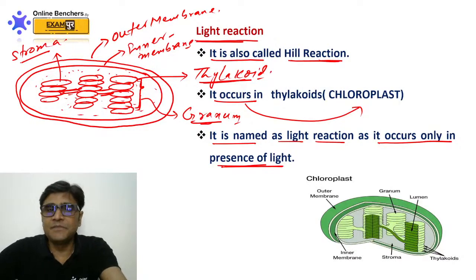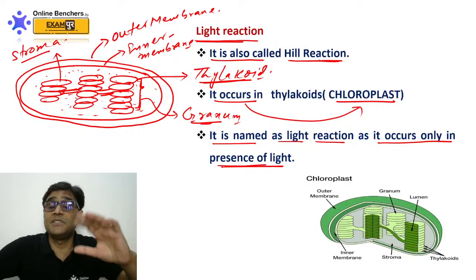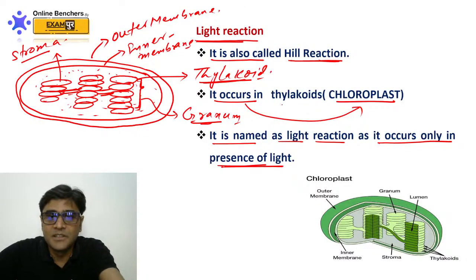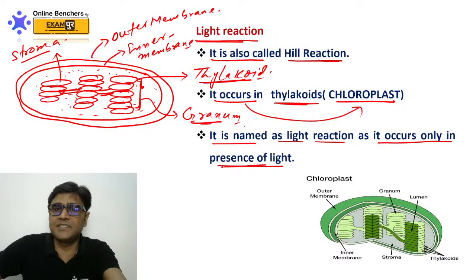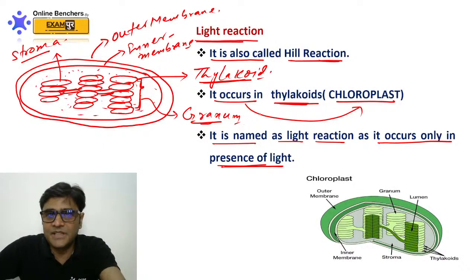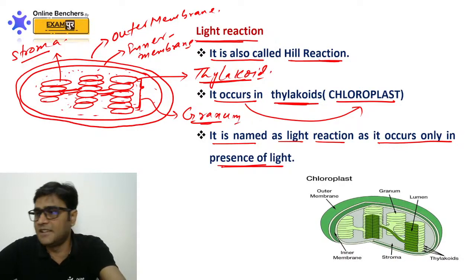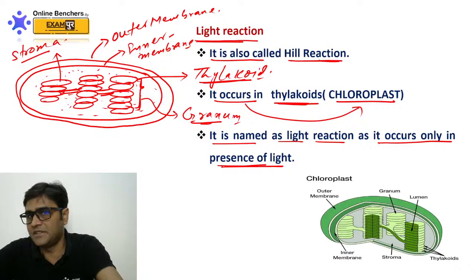So if the question is where light reaction takes place: light reaction is a step of photosynthesis, so it occurs in chloroplast. But if the question is which part of chloroplast, your answer should be thylakoids. Please remember, light reaction takes place in the thylakoids of chloroplast. And why is it called light reaction? Because this reaction takes place only in presence of sunlight. I hope it is clear to all of you, my dear friends.